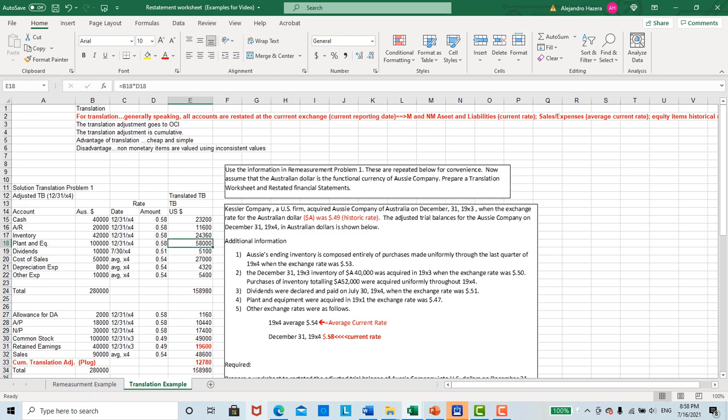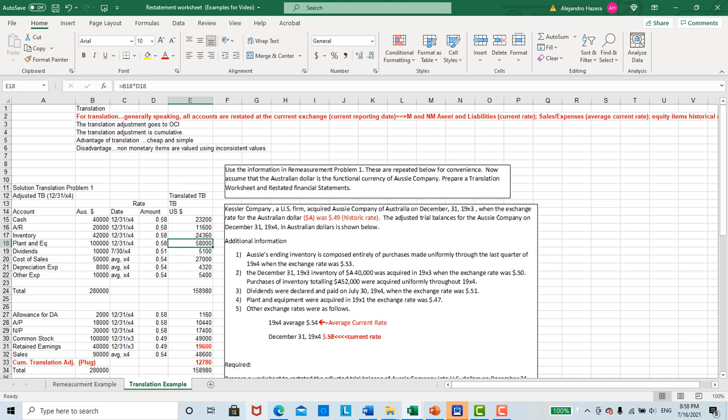Nothing, other than that it's cheap and convenient. That 58,000 doesn't mean anything. It's not your historic cost. It's not your fair market value either, because you're using the current rate but historic cost. So this 58,000 doesn't really mean anything. It's a convenience, a way of conveniently translating.